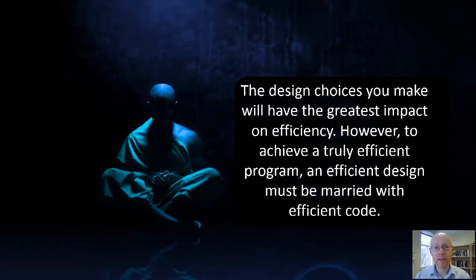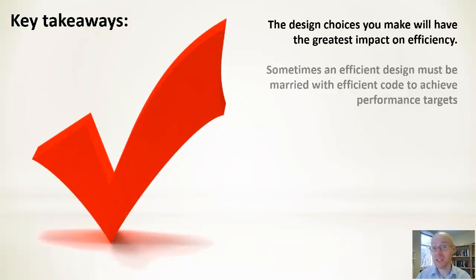Key takeaway from this is that the design choices that we're going to make when we're designing something, they're going to have the greatest impact overall on the efficiency of it. But if we want to have something that is truly optimal, we can't ignore the coding aspect. We must also make sure we have coded this in an optimal manner as well. So real efficiency comes from the union of these. A good design with a good implementation, we are then likely to have an efficient program. And that's it for this introduction.